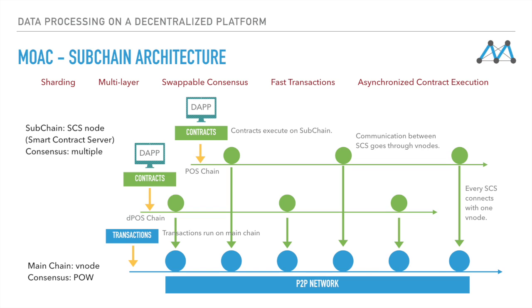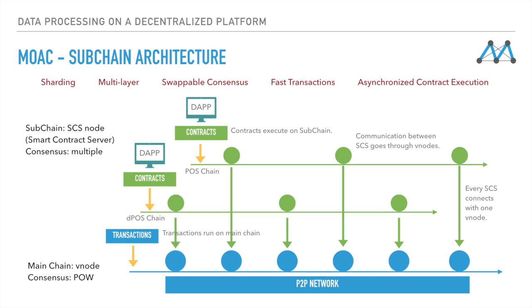So how were the subchains created? Now, the main chain and the subchain have slightly different nodes. The main chain nodes, the V nodes, need to do POW. That means you need fast computers, GPUs, ASICs, to run the mining.